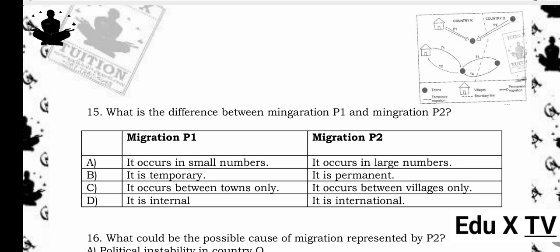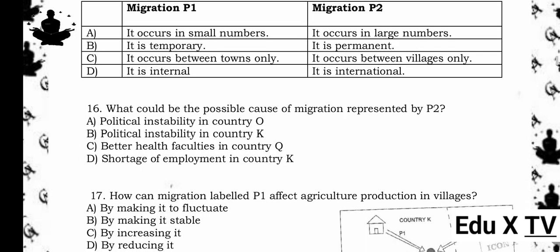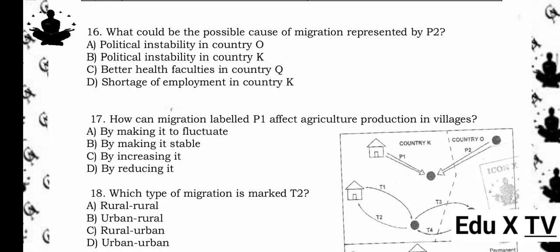The answer is B. It is temporary. It is permanent. Reason being, the diagram shows P1 is temporary migration, dashed line, and P2 is permanent migration, solid line. So, the key difference is temporary versus permanent.